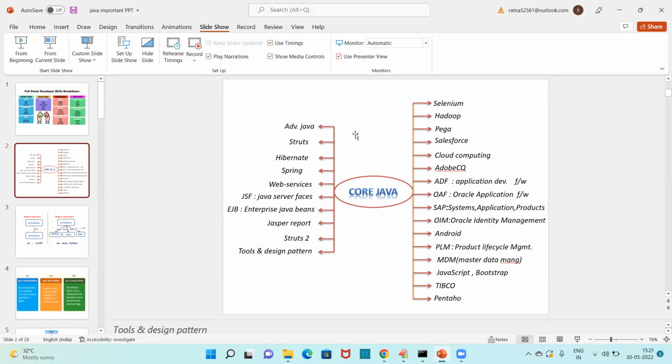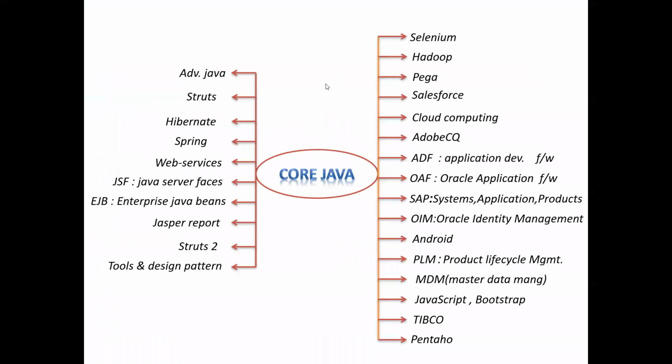If you see this small diagram, Core Java is the central point. Selenium requires Core Java. Selenium coding is completely done based on Core Java, and Hadoop coding is done based on Core Java, and also Pega, Salesforce, Cloud Computing, Adobe CQ, and ADF, the Oracle Application Development Framework, guys.